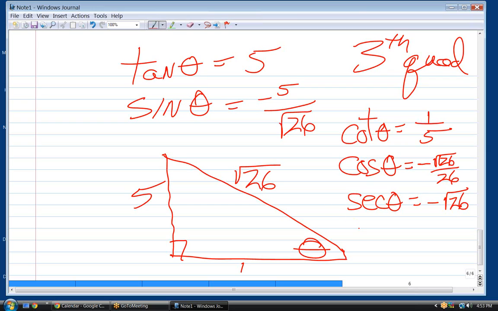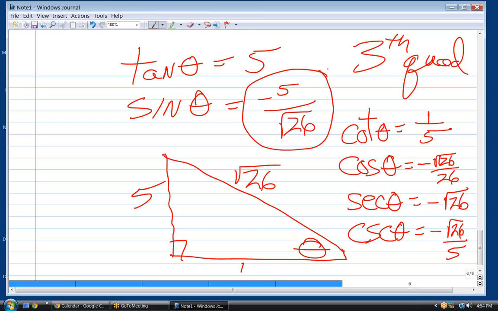Okay, and what's cosecant? And then cosecant would be, let's see, negative square root of 26 over 5? Correct. That's it. That's a more typical problem, where they give you one trig function, and then they give you another trig function just to pin down the quadrant that it's in.